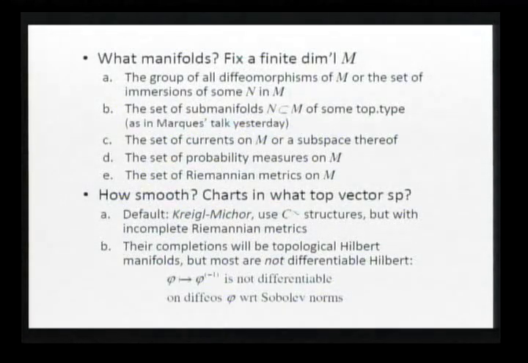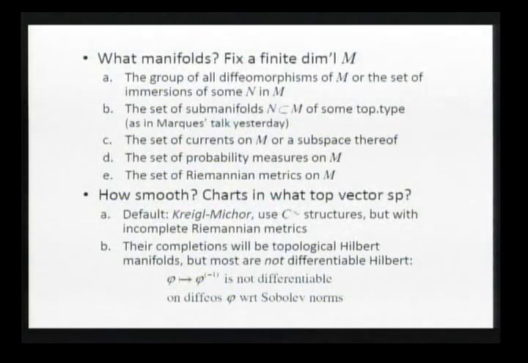Okay, so what are the manifolds that we want to look at? Well, I won't look at all these, but just the ones that have been discussed in the literature. So suppose you start with a finite dimensional M, compact, for instance, if you want, or non-compact is okay for many situations. So we have the diffeomorphism group. Then we can also look at the set of immersions of an N in M. These are both readily coordinatized, so I lump them together.